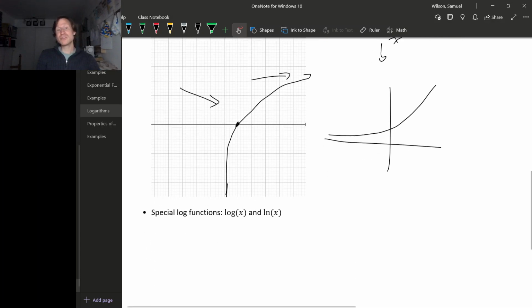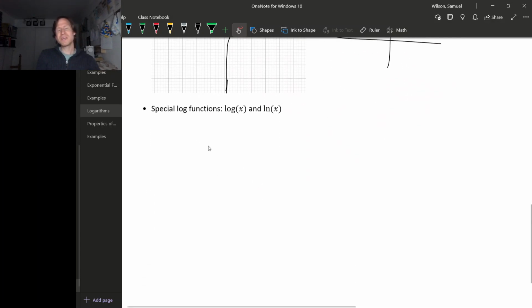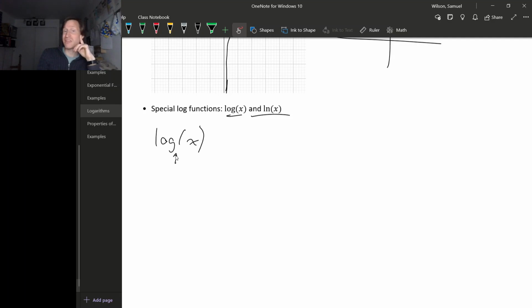There are a couple special log functions, just because usually if you're using logarithms, it's one of these two logarithms. The first one is this notation. It's logarithm with no base written down. And this usually, at least in science and engineering, means log base 10. This is called the common logarithm.